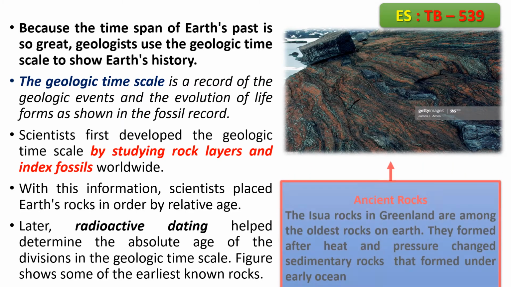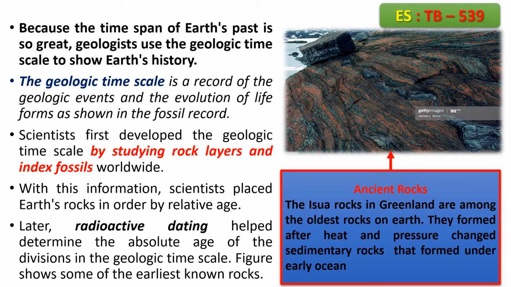Look at the diagram. Ancient rocks. The Acasta rocks in Greenland are among the oldest rocks on Earth. They formed after heat and pressure changed sedimentary rocks that formed under an early ocean.